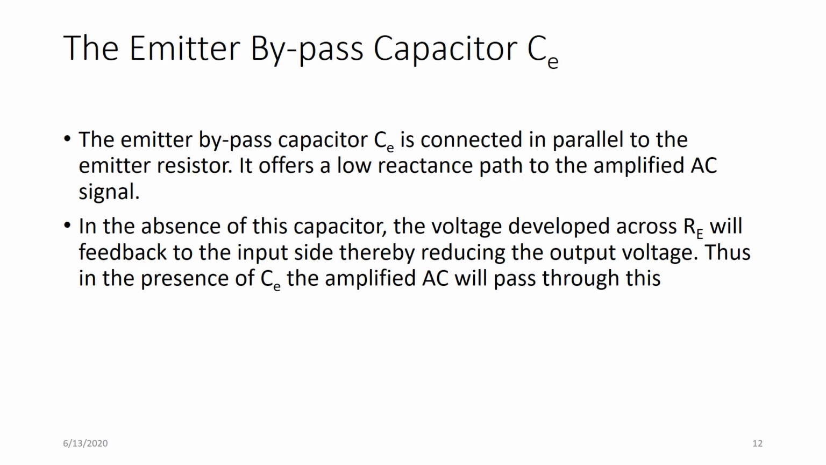The emitter bypass capacitor is connected in parallel to the emitter resistor. It offers a low resistance path to the amplified AC signal. In the absence of this capacitor, the voltage developed across RE will be fed back to the input, thereby reducing the output voltage. Thus, in the presence of CE, the amplified signal will pass through it.